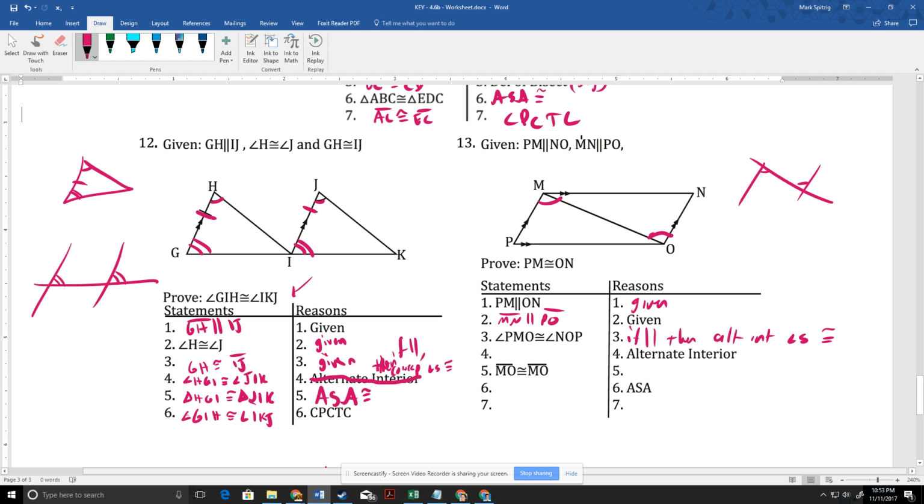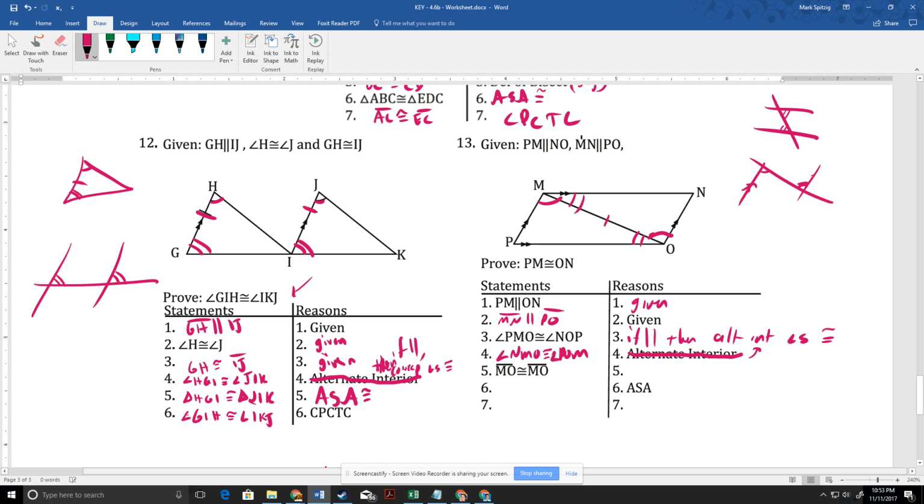And then we have alternate interior again, which is the same reason, so I'm not even going to rewrite it. I'm just going to say it's the same reason. But what angles are going to be congruent? Well, again, if we use these being parallel on the same line, it's going to be this angle and this angle, here and here. So angle NMO is going to be congruent to angle POM. And again, that's the same reason.